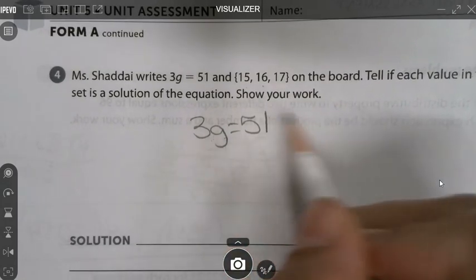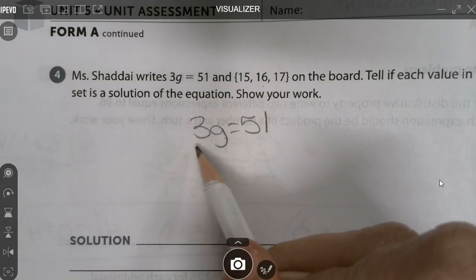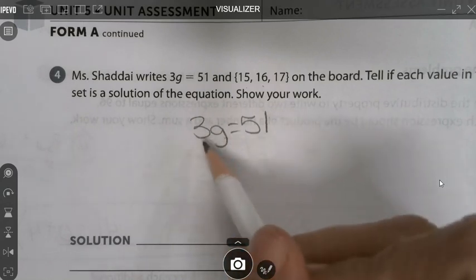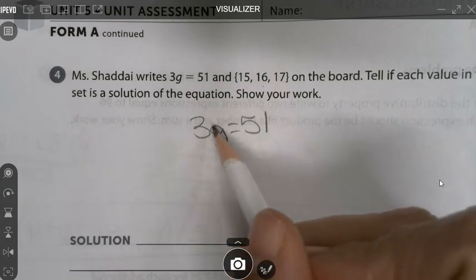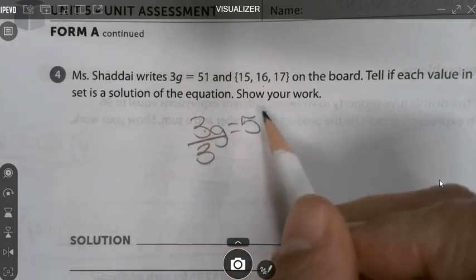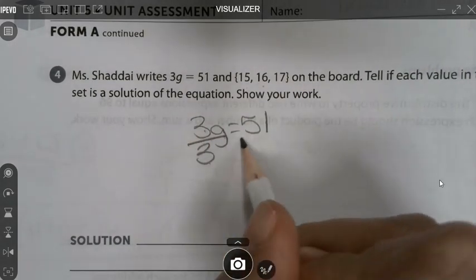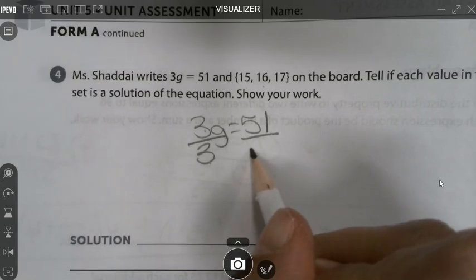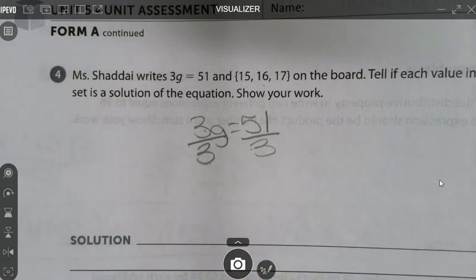How do I do that? I take the inverse operation of what's happening to the G. Well, what's happening to my variable? It's being multiplied by 3. So I divide it by 3 to get G by itself, but to keep my equation balanced, I also have to divide the 51 by 3.